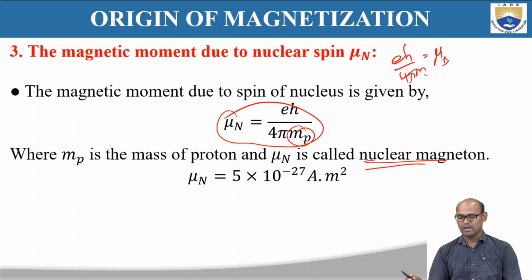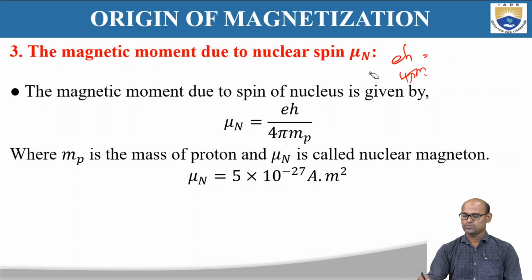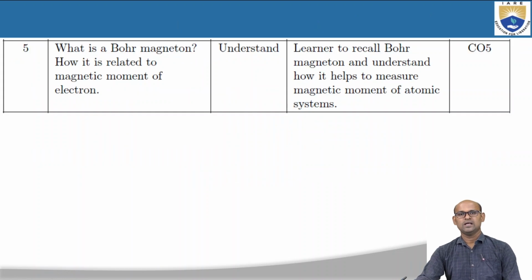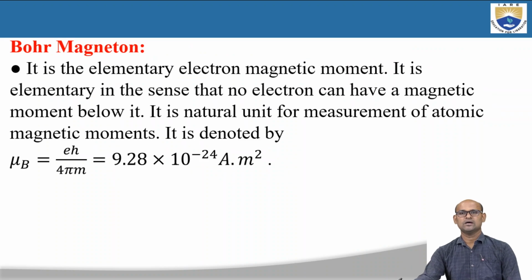This is called the nuclear magneton. The nuclear magneton is very small compared to the Bohr magneton. What is a Bohr magneton and how is it related to the magnetic moment of an electron? The Bohr magneton is the elementary electron magnetic moment. It is elementary in the sense that no electron can have a magnetic moment below it. It is the natural unit for measurement of atomic magnetic moments.